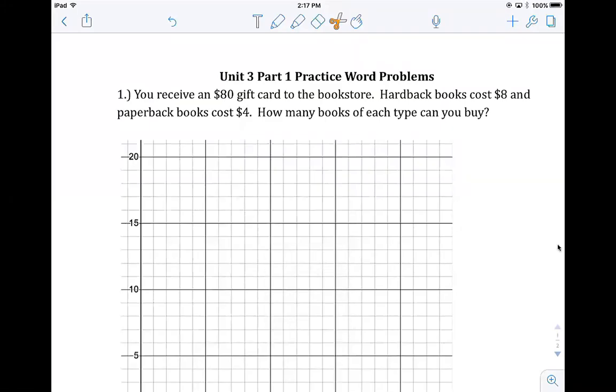So this is a screencast on doing the practice word problems with our inequalities. So for problem one, you receive an $80 gift card to the bookstore. Hardback books cost $8, paperback are $4. How many books of each type can you buy?